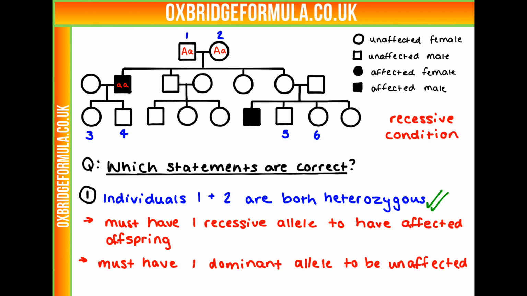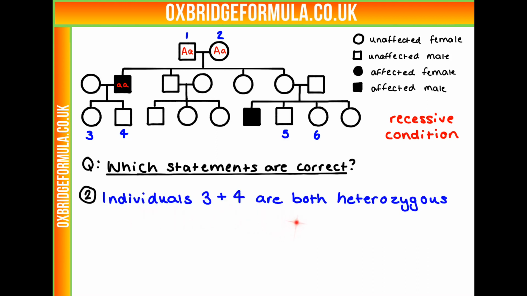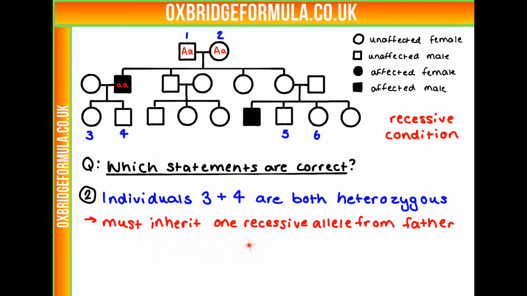There we go. Our second statement is that individuals 3 and 4 are both heterozygous. So what do we know about these? We know that their father has 2 recessive alleles. Therefore, the only one that it can pass down is going to be a recessive allele. So it must inherit 1 recessive allele from the father. So we'll write that on there. They both have 1 recessive.